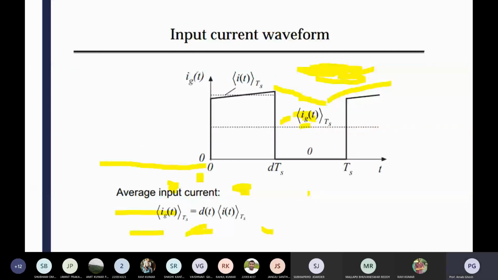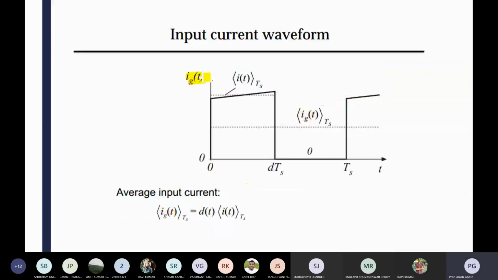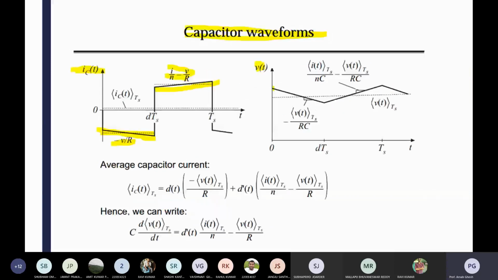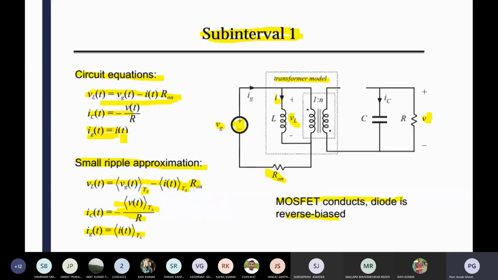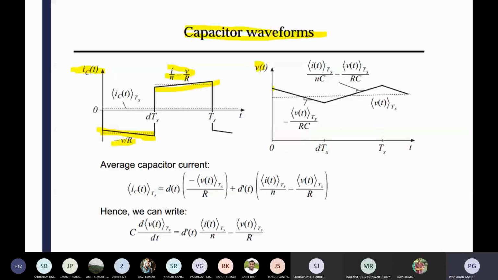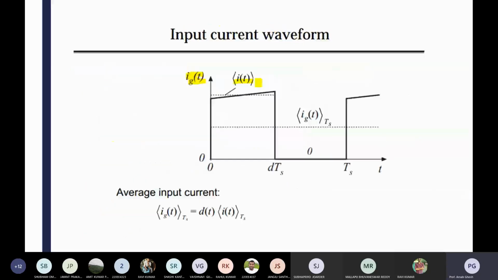Okay, so in case of input current waveform, you can see over there. So what is your input current waveform? Ig is your input current. In the first case, you can see that the input current expression is It, which is similar to your inductor current expression. But in the second case, Ig equals 0. So here you can observe that It equals the inductor current expression, coming from there.